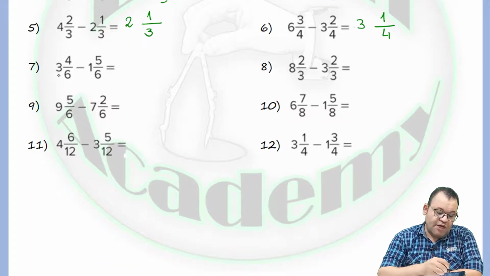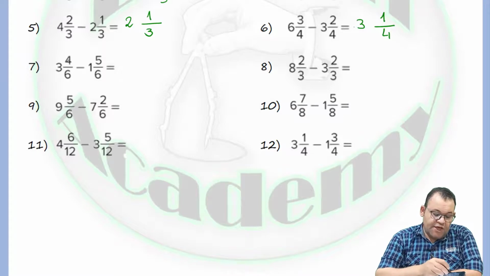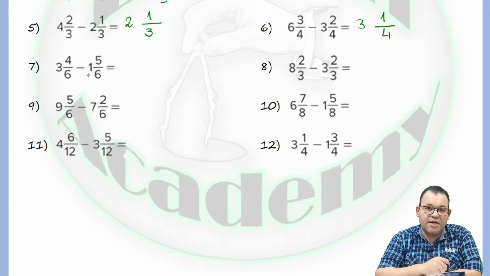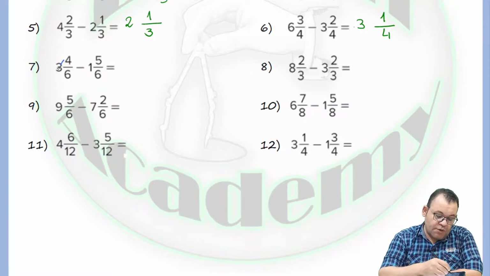Again, one more time with number 7. 3 and 4 over 6 minus 1 and 5 over 6. They have the same denominator, but the first fraction is smaller than the second one, because 4 is smaller than 5. We can't subtract directly, so we will borrow 1. So the 3 becomes 2. And to the 4, we add 6. So 6 plus 4 equals 10.